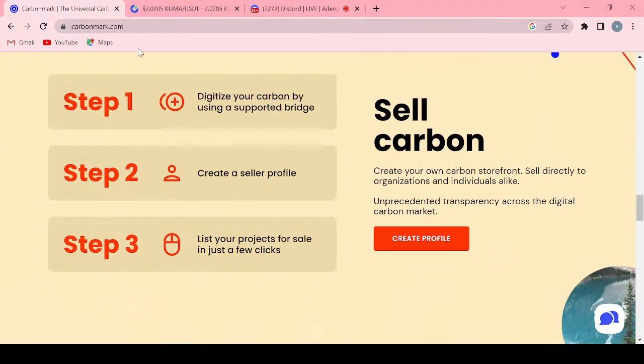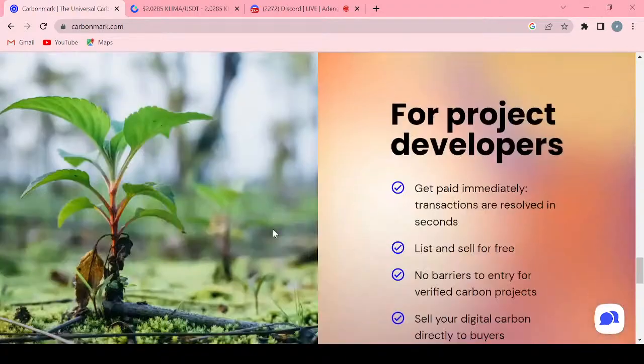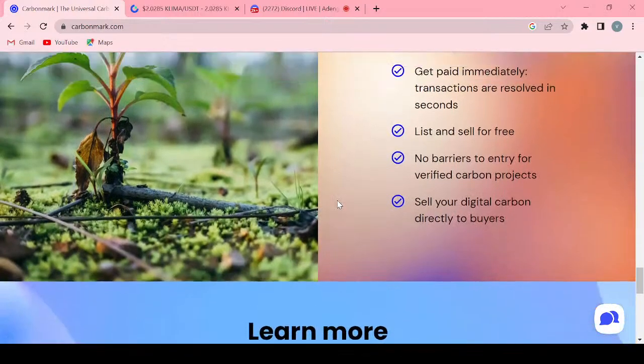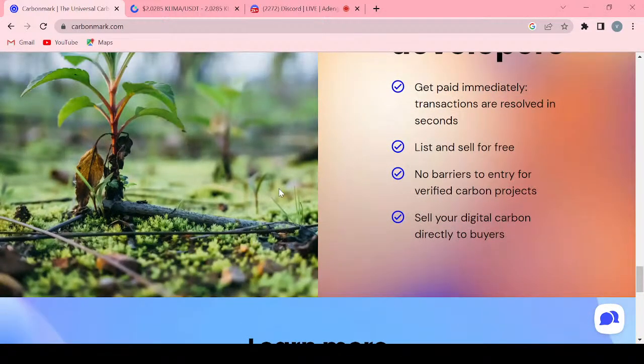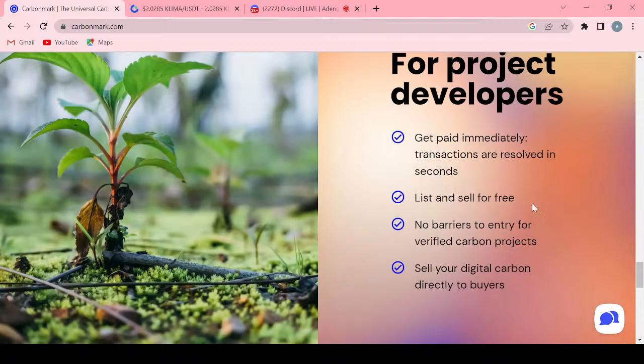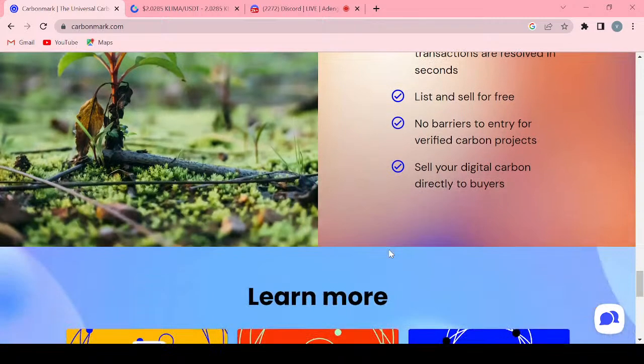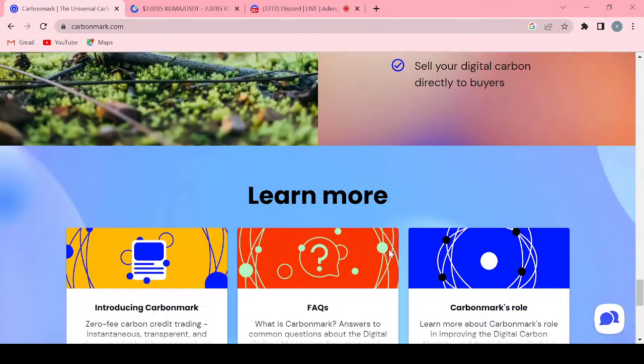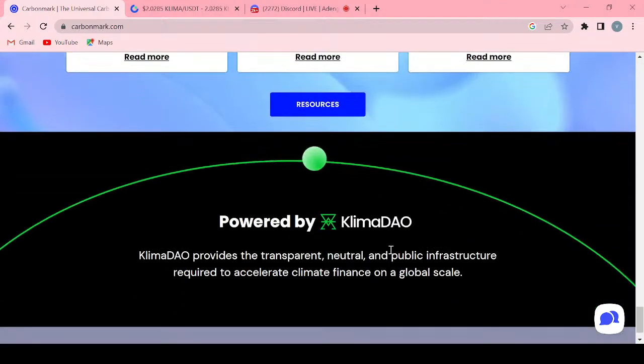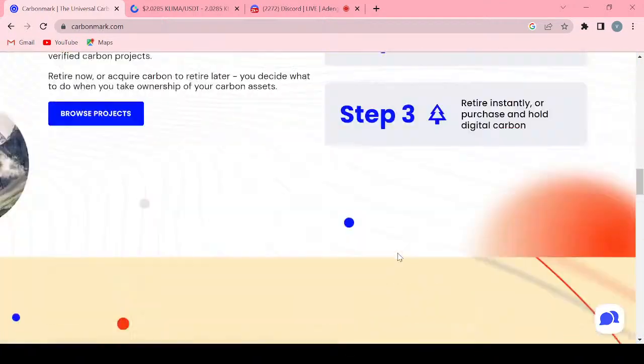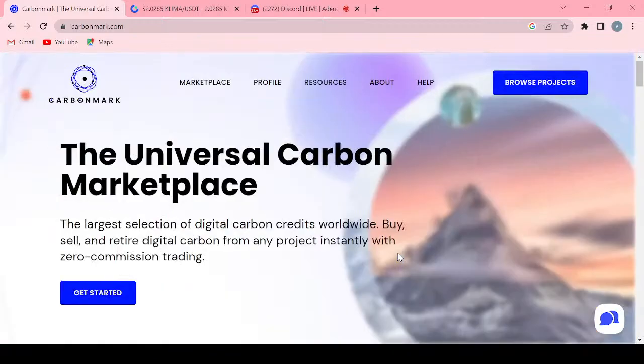So carbon traders will get instant rewards, and the developers also get paid immediately, and transactions are resolved in seconds. List and sell for free in the carbon, with no barriers to entry for verified carbon projects, and you can sell your digital carbon directly to the buyers here, which is powered by Klima.